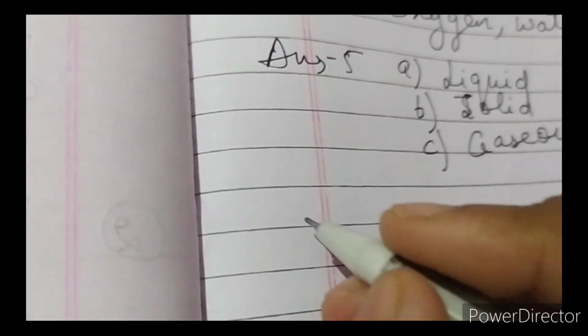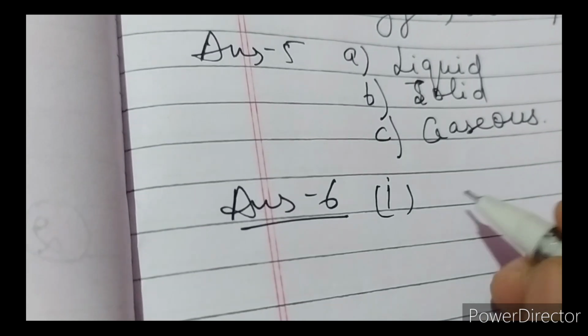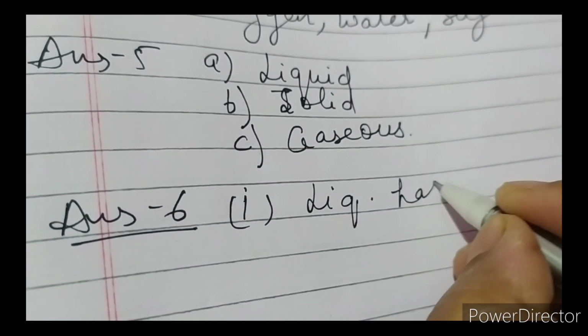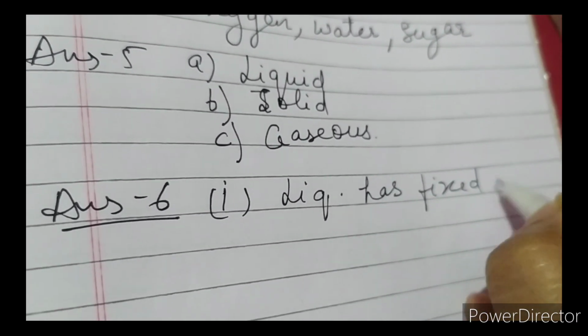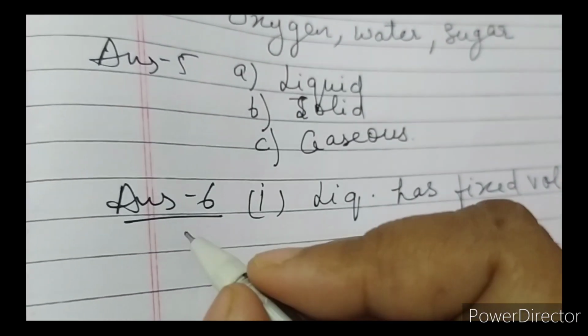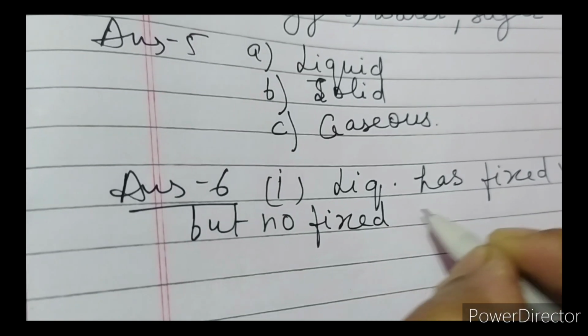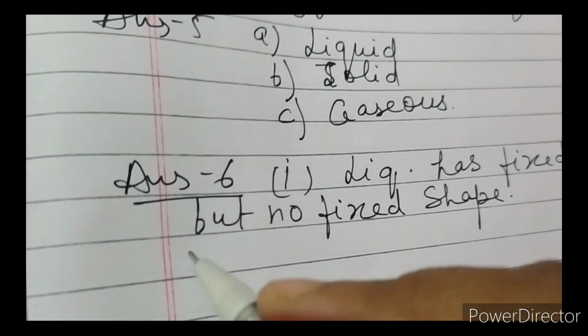So you can write down in answer number 6, first part, that liquid at room temperature has fixed volume but no fixed shape, which is the important characteristic of liquid.